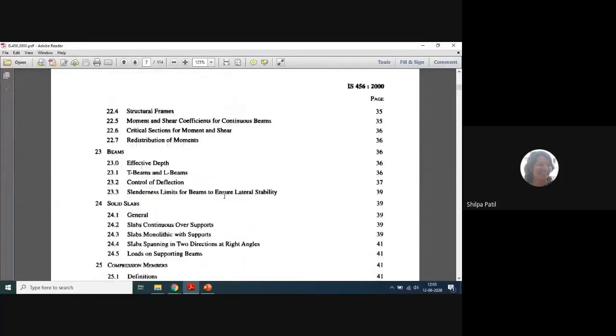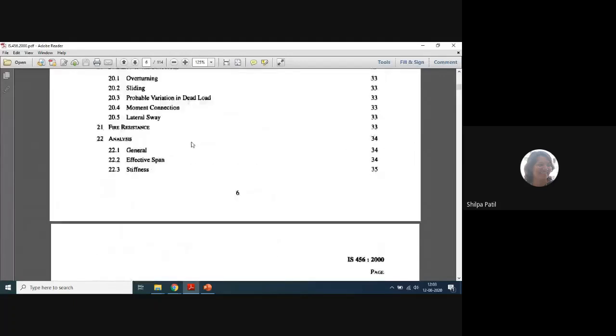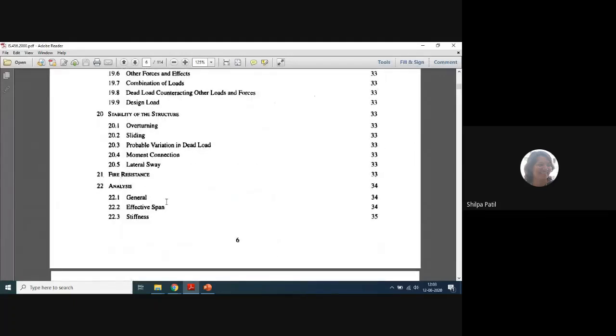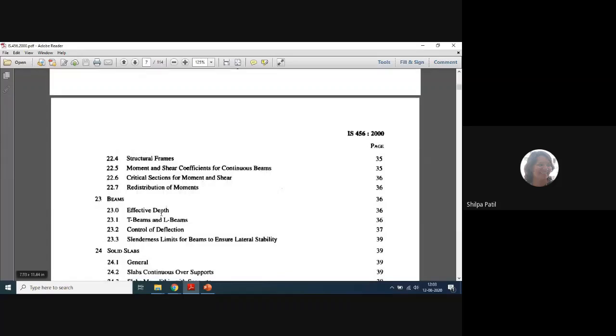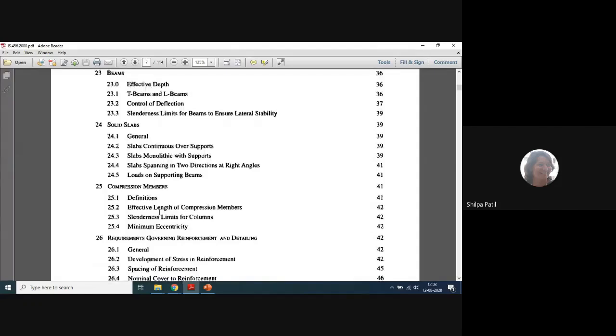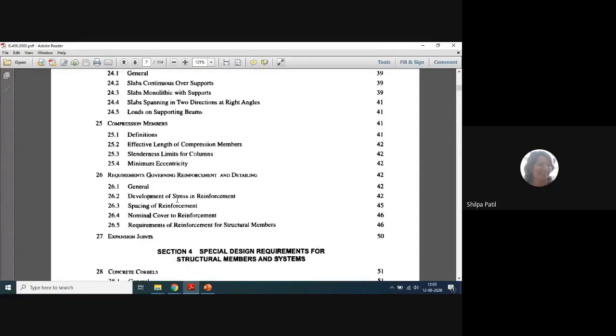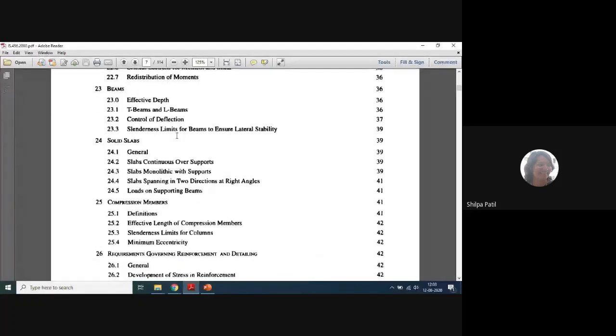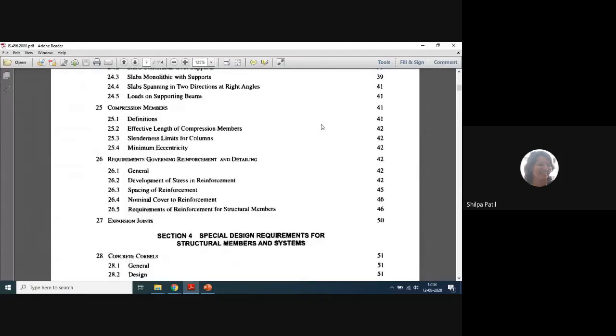Okay. Then as we move further, you'll find out the certain analysis part, then certain specifications for beams, for slabs, for compression members or columns, then detailing. All these specifications, keep in mind page numbers starting from 36, you will require for this particular subject of SDD1.